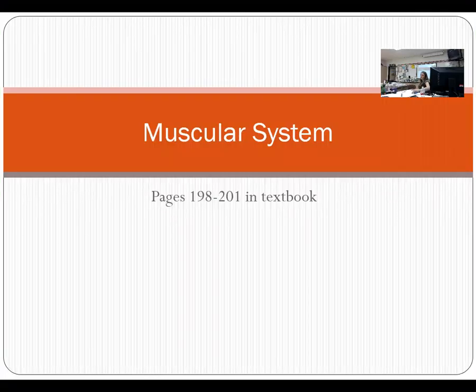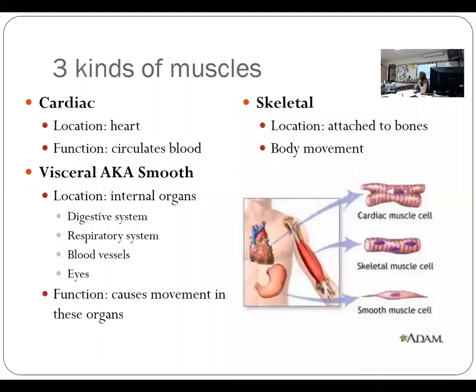This is a super quick PowerPoint. Very, very basic, kind of like our very basic skeletal system lecture. So I have 3 types of muscles, or really muscle tissue, I should say. Cardiac, which you can guess is where? In the heart. It's only found in the heart.